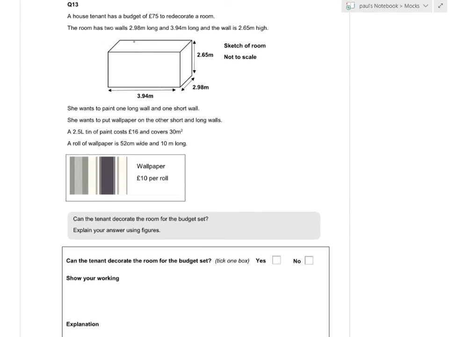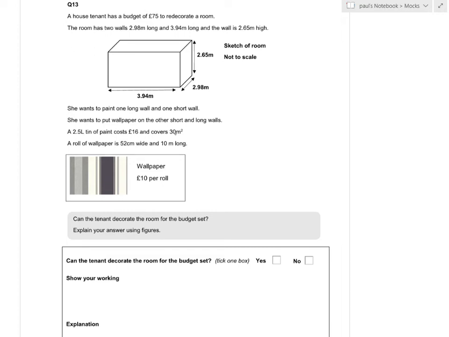Right. A house tenant has a budget of £75 to redecorate a room. The room has 2 walls, 3.94 long and 2.98 long. She wants to paint 1 long wall and 1 short wall.